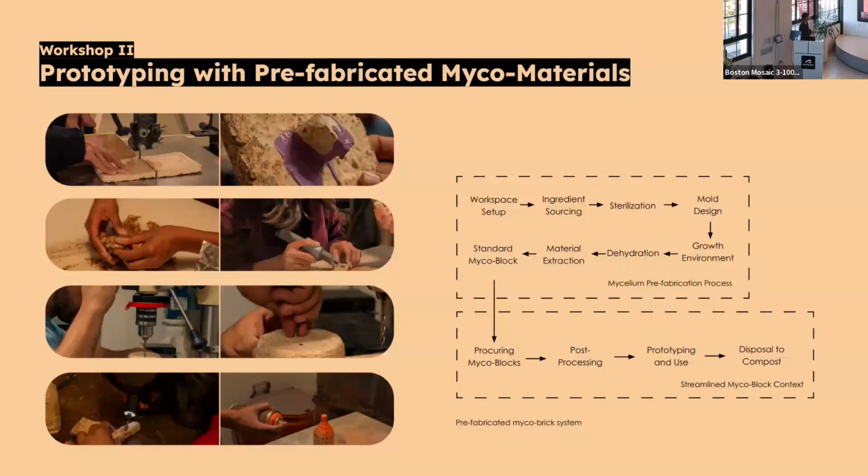So this was another workshop that we did where we provided these materials and students were able to try various processes. The ones that worked really well were things like band sawing, and traditional glues and adhesives worked really well. One student actually broke apart the mycelium block and mixed it with clay to sculpt with, which was also really interesting.